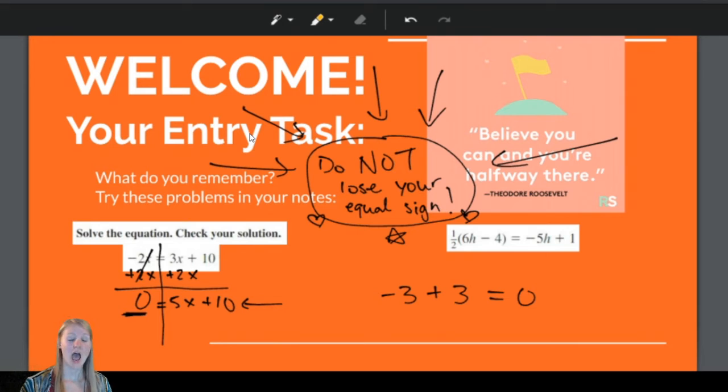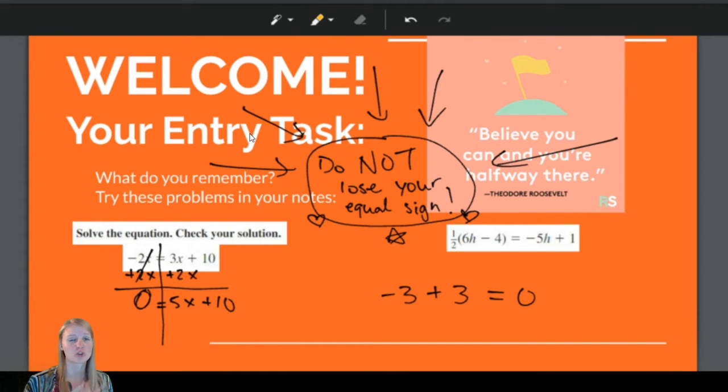That is 0. And if this is confusing to you and you're like, Miss Dodge, you have lost me, I don't know what you're doing, that's okay. Just put your x's on this side. You can do that too. I just wanted to show you that if you chose to get rid of this, you have 0 equals 5x plus 10. The equal sign doesn't just go away. All right, so now I have 0 equals 5x plus 10.